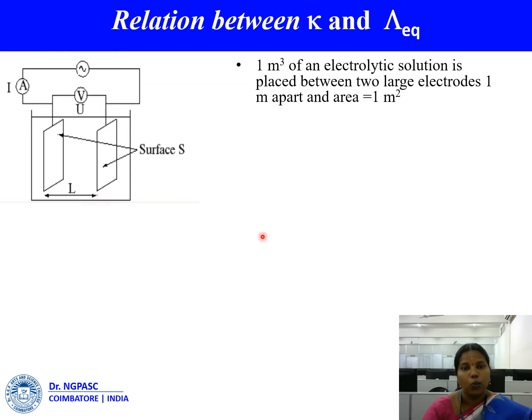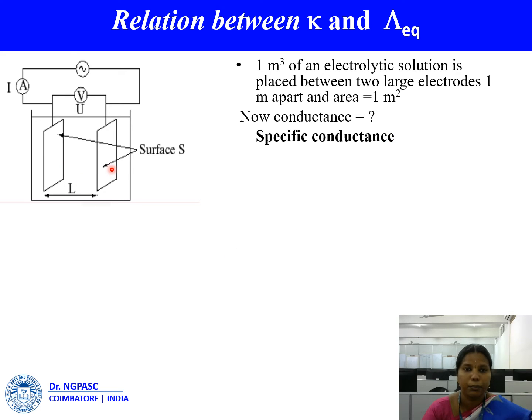Now let us see what is the relationship between the specific conductance kappa and equivalent conductance lambda equivalent. For that, we can consider that 1 cubic meter of solution is immersed between two electrodes separated by 1 meter length and 1 meter square area of cross section. Now what will be the conductance? The conductance will be equal to the specific conductance because the two electrodes are separated in a specified area.